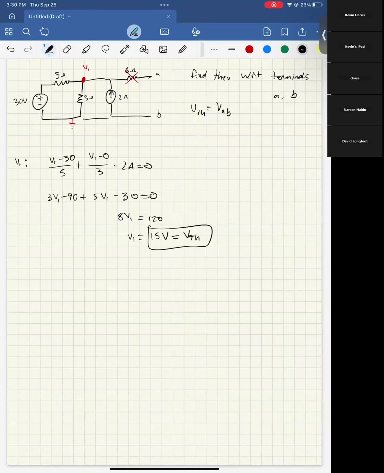Wow, we did it. Next up, we have to find that RTH. So I'm going to do this with the nice method of canceling out all the sources and finding the whole circuit's equivalent resistance.